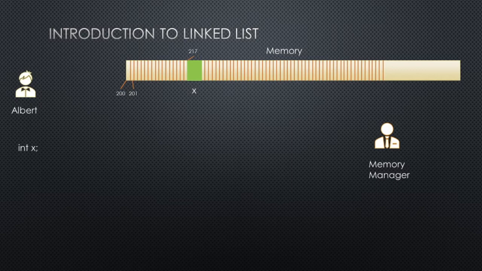So the memory manager communicates back to Albert that, hey, I've assigned address 217 for your variable x, and you can store whatever you want there. And Albert can fill in any data into this variable. Now, Albert needs to store a list of integers, and he thinks that the maximum number of integers in the list will be 4. So he asks the memory manager for an array of integers of size 4 named A.